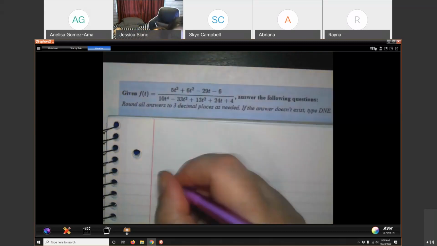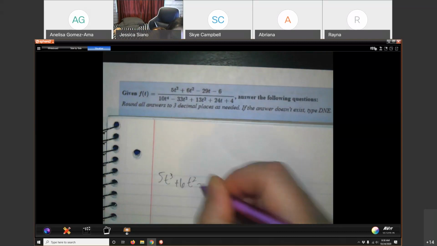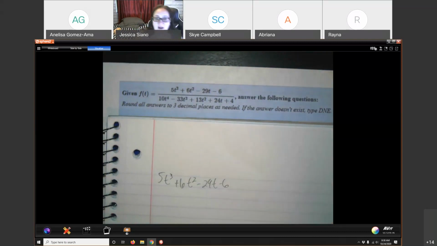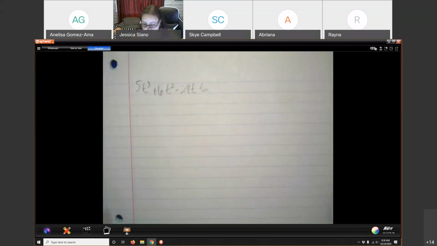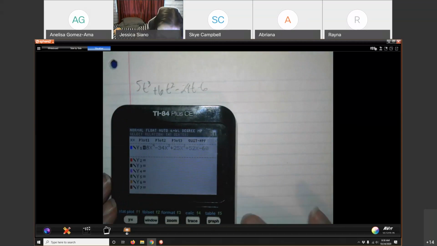So I have 5t to the third plus 6t squared minus 29t minus 6. And again, I'm gonna graph this. That's always where I'm starting when I'm looking for zeros or factored form of a polynomial. So 5x to the third plus 6x squared minus 29x minus 6.